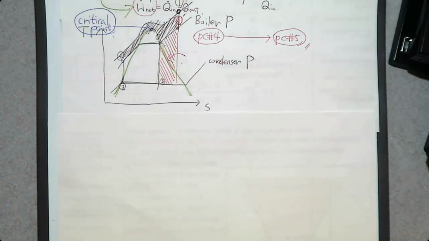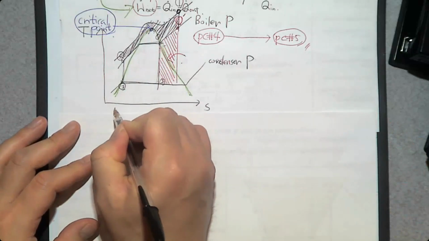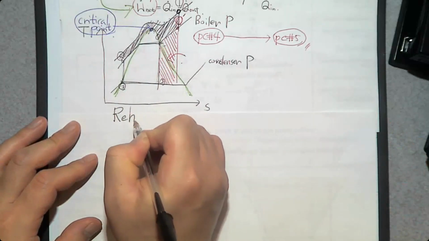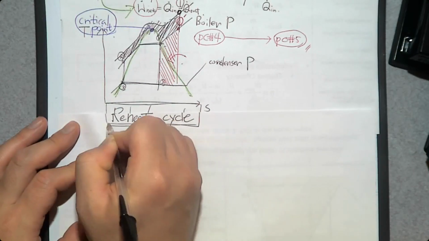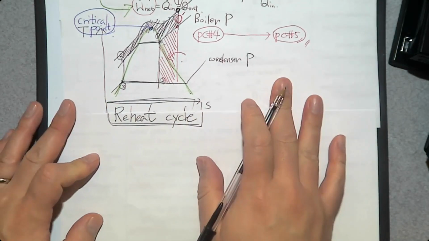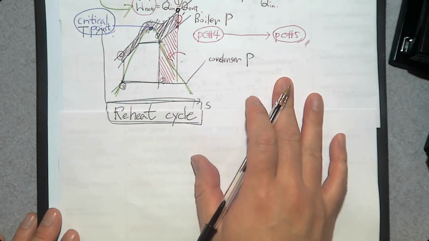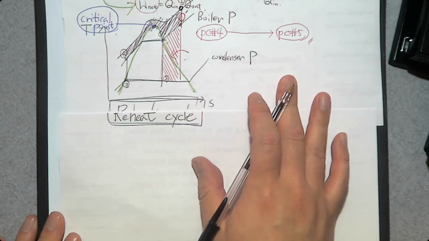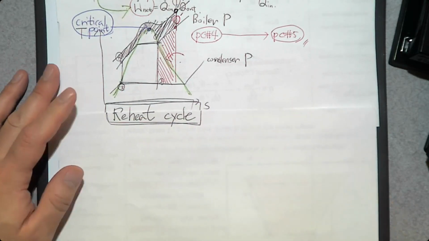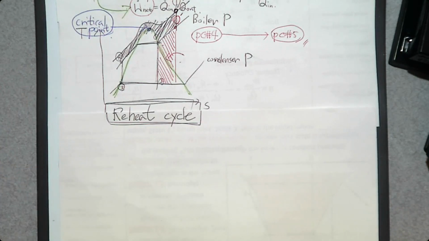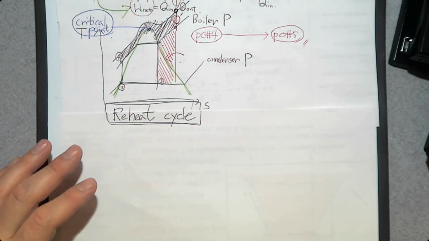So that's a supercritical Rankine cycle. And the last one is going to be a little bit complicated, which is called the reheat cycle. This one is similar to the turbocharger system. So we are going to split, we are going to divide the turbine into two processes.